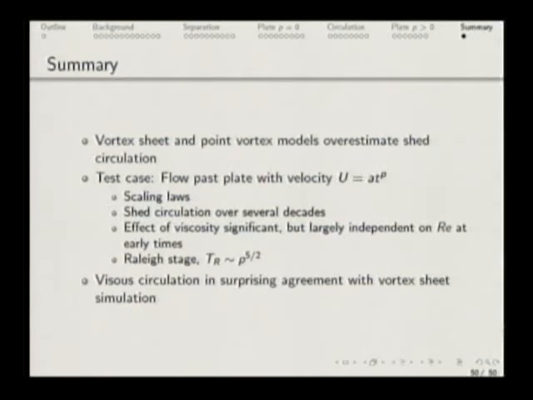The effect of viscosity is significant, but largely dependent on the Reynolds number. I have this Rayleigh stage that seems to scale this way. And the vortex sheet simulations are in surprising agreement with the viscous simulation.